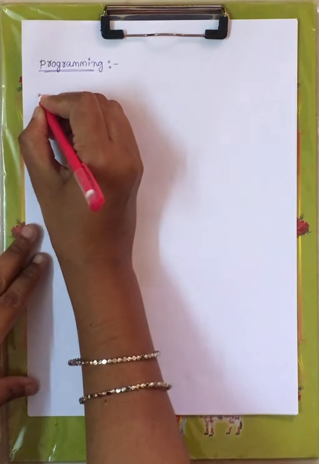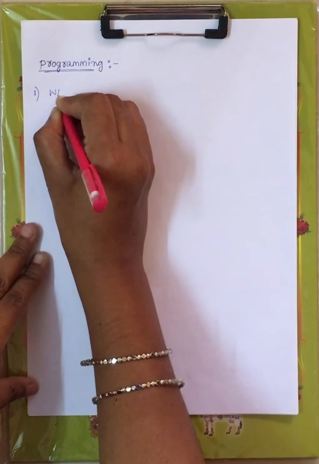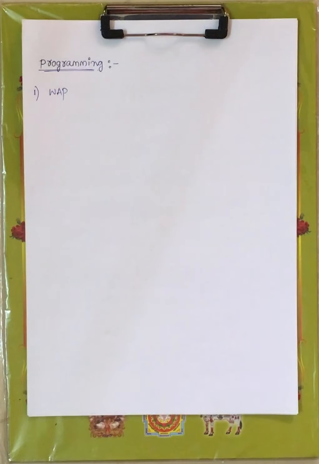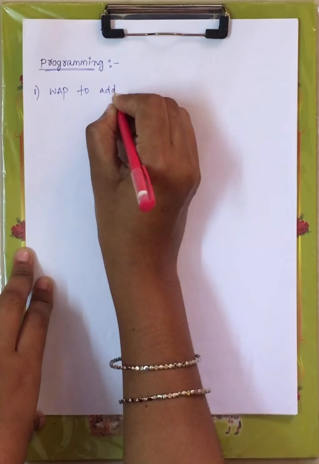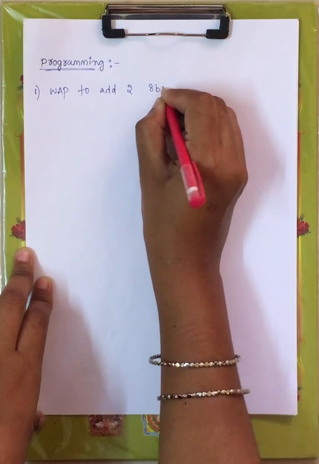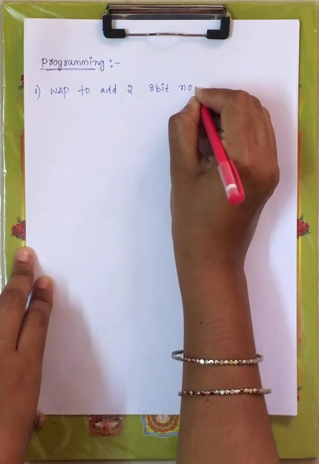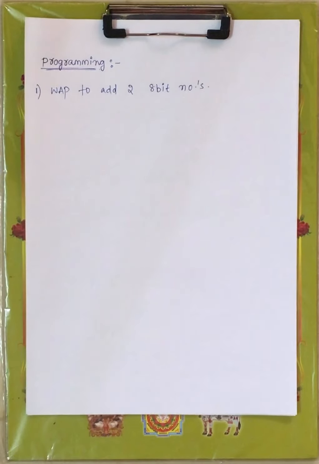Coming to the first program: write an assembly language program, in shortcut we will write it as WAP, to add two 8-bit numbers. How to write a program to add two 8-bit numbers, let us see. First I will explain the explanation part, later I will write the program step by step.